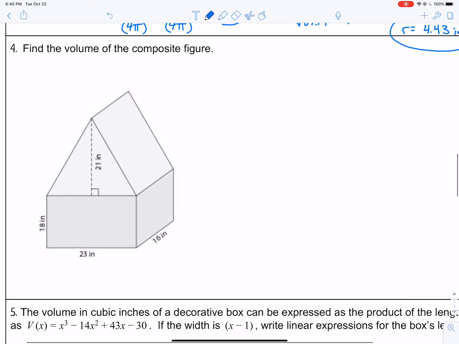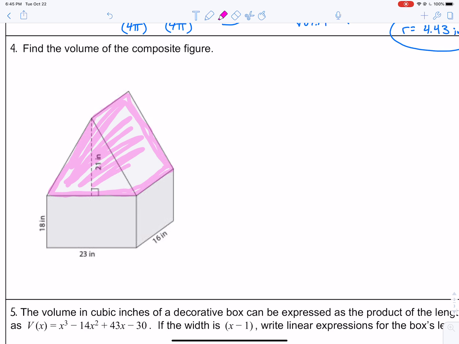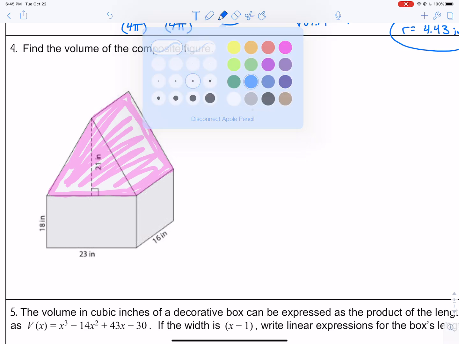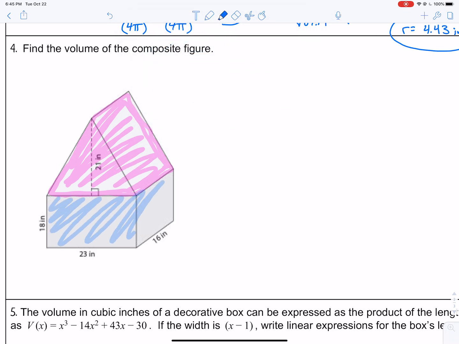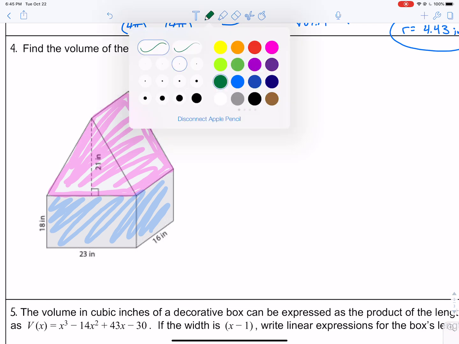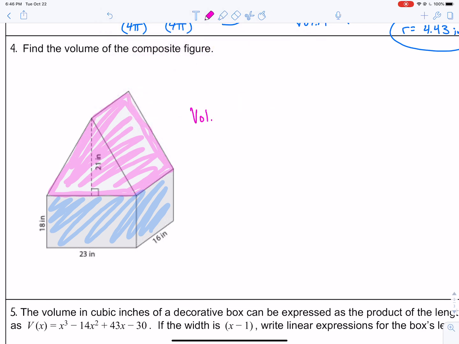Number 4 says find the volume of the composite figure. So the composite figure means we have two things put together here. We have a triangular prism at the top, and at the bottom we have a box. So we're going to find the volume of those two things and then add them up. So the volume of this triangular prism would be equal to the area of the base times the height.